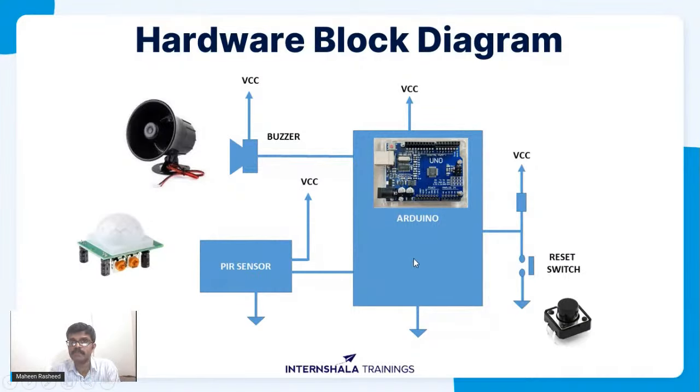So when a motion happens, the PIR sensor intimates the Arduino. The Arduino activates the buzzer alarm. The buzzer alarm keeps on sounding until a user comes and presses the reset switch. So this is how a simple burglar alarm works. This is the basic block diagram of a simple burglar alarm.